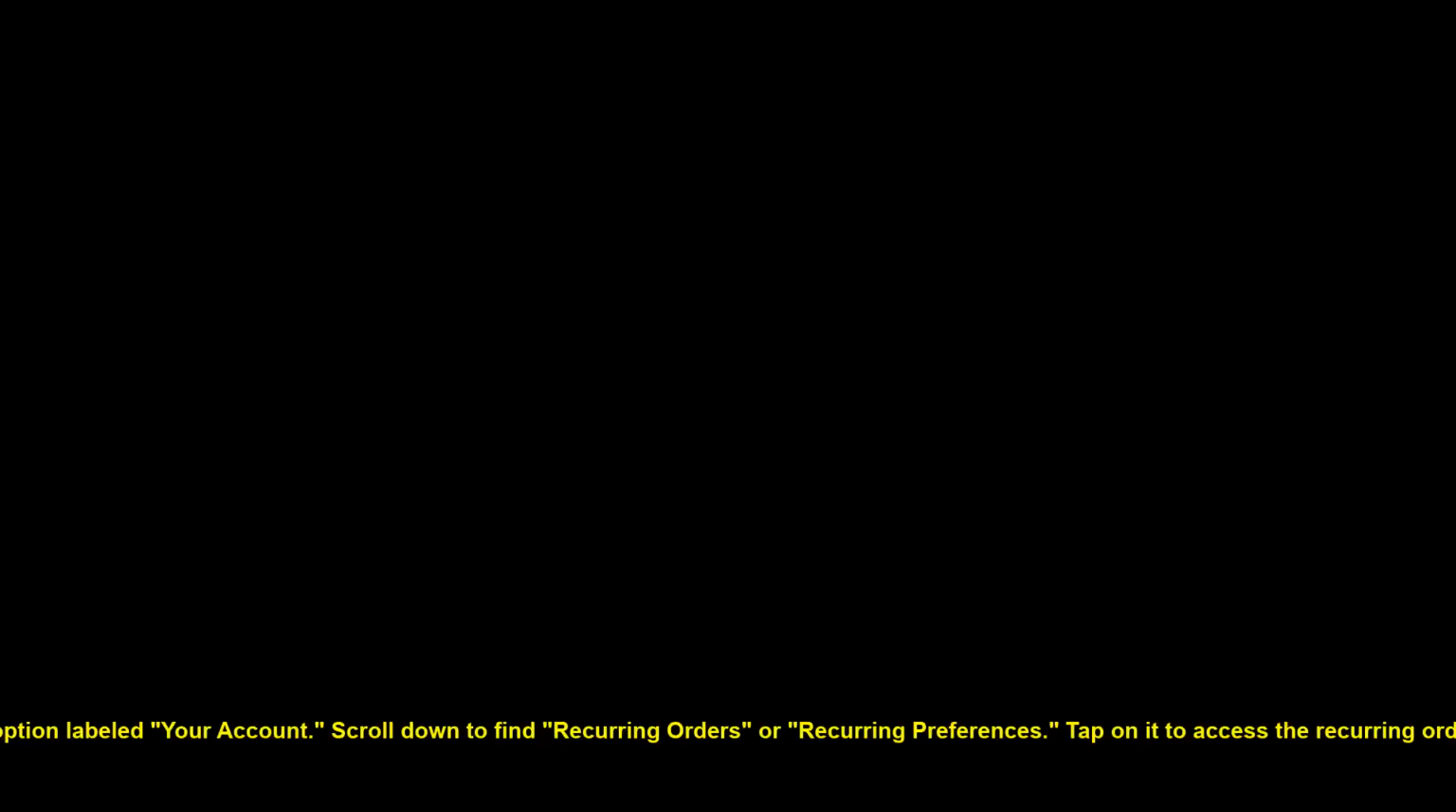Scroll down to find recurring orders or recurring preferences. Tap on it. Here, you can choose to set up a new recurring order. Select the grocery items you frequently purchase. Add these items to your cart. Adjust the quantities as needed for each item.